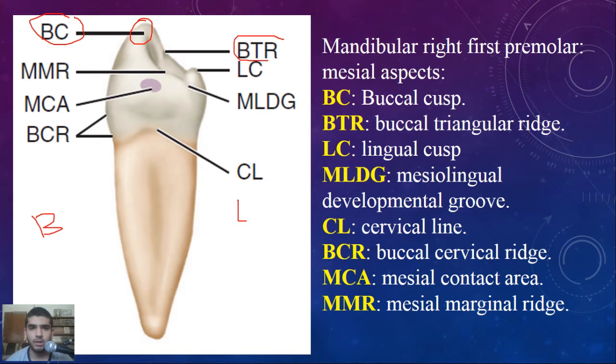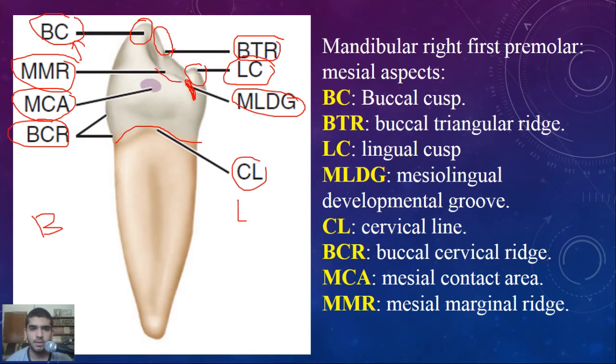The buccal triangular ridge. The lingual cusp. It is a small non-occluding cusp, while the buccal cusp is the large one. The mesiolingual developmental groove. The cervical line. The buccal cervical ridge. The mesial contact area. And the mesial marginal ridge. This is the mesial marginal ridge.